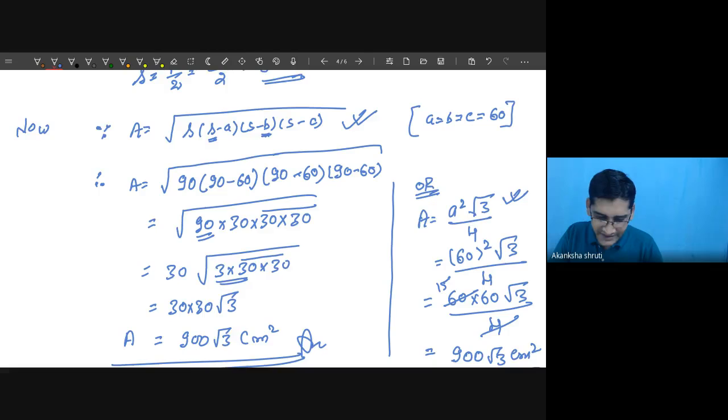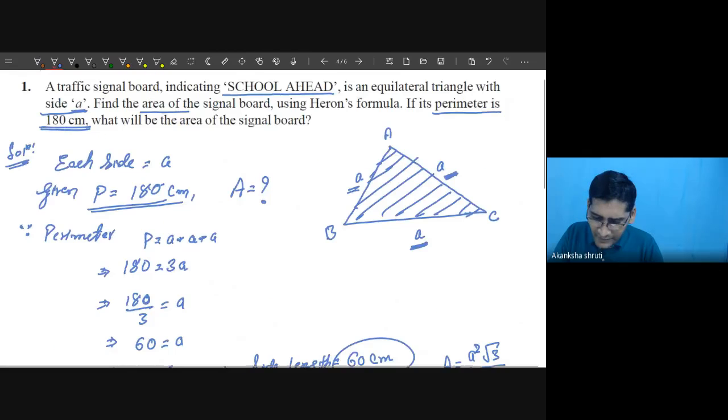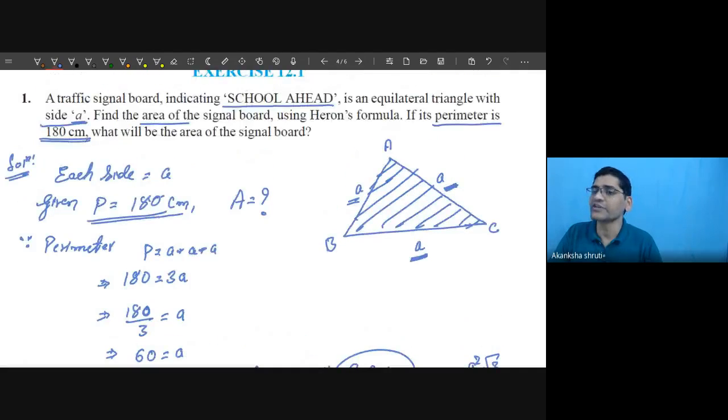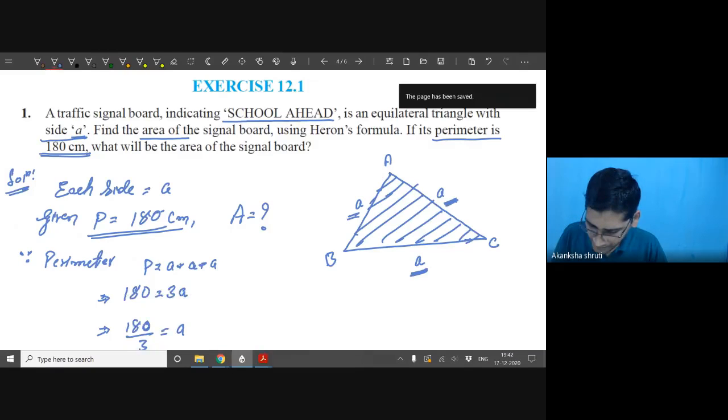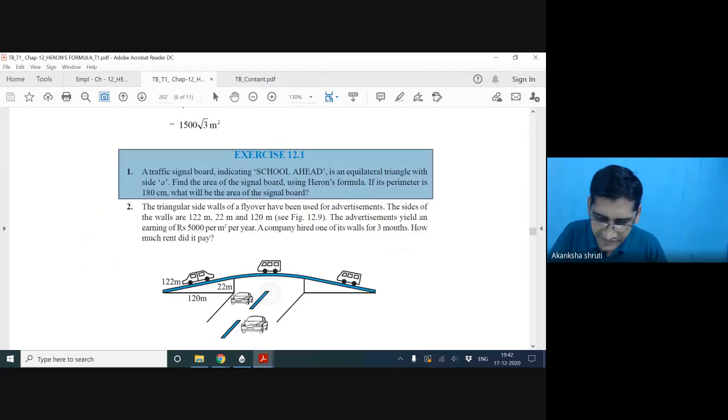So first we shall understand, wherever perimeter is given, you need to first calculate their side length, then apply the Heron's formula. Or if all the 3 side lengths are given, then you need to first calculate their perimeter, then semi-perimeter, then apply the Heron's formula. Any doubt? I hope no doubt to you people. If you have any doubt, then you may please ask.